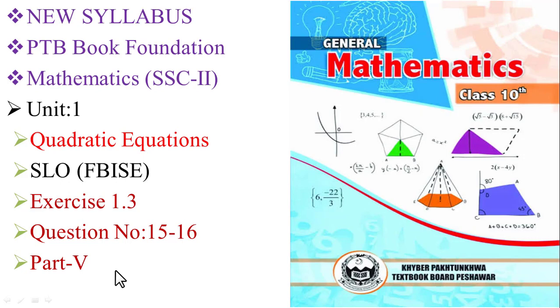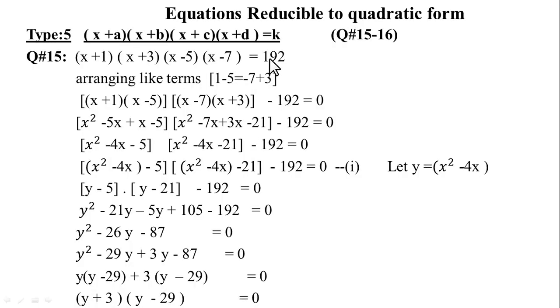In the previous part, we solved questions 12 to 14. Now we will solve the type 5 equation. Now we can find the equation in reducible form of a quadratic equation. Here we will discuss type 5. So in type 5, x plus a into x plus b into x plus c into x plus d is equal to k. Here we have two questions, question number 15 and 16 in exercise 1.3.